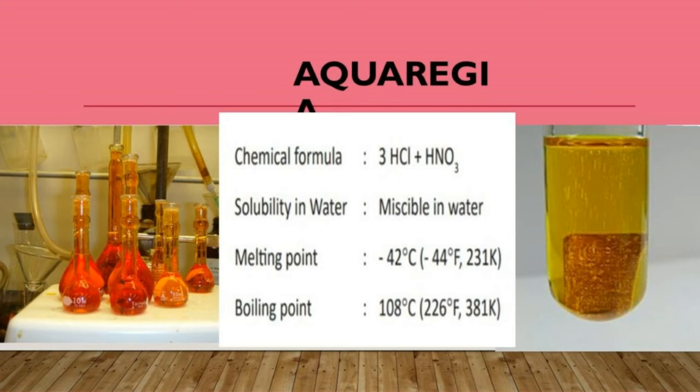The term aqua regia is derived from Latin, meaning king's water. Let me see the uses of aqua regia. It dissolves metals such as platinum and gold, and it is also used for cleaning and refining gold.